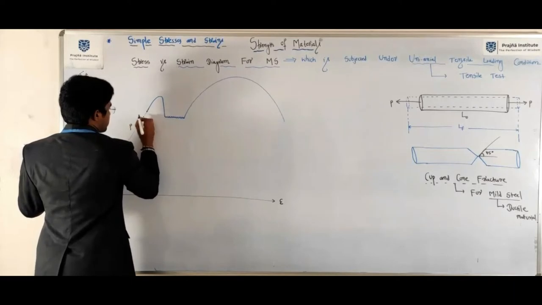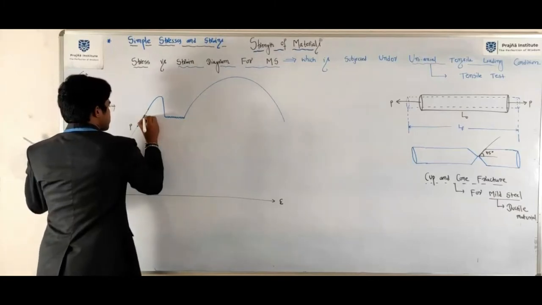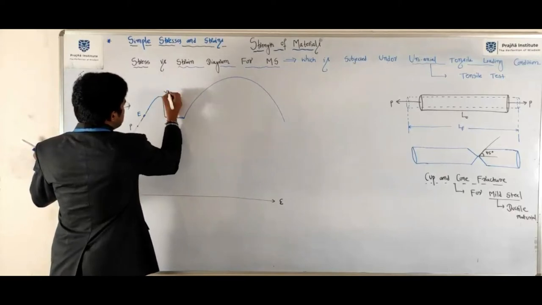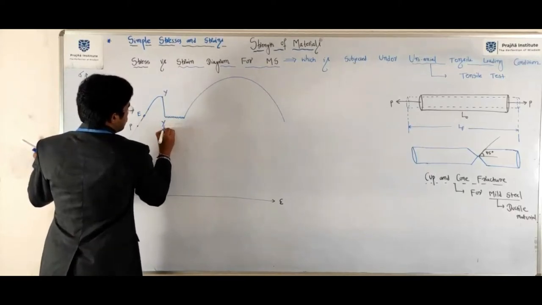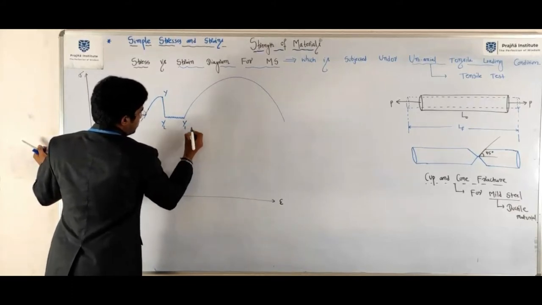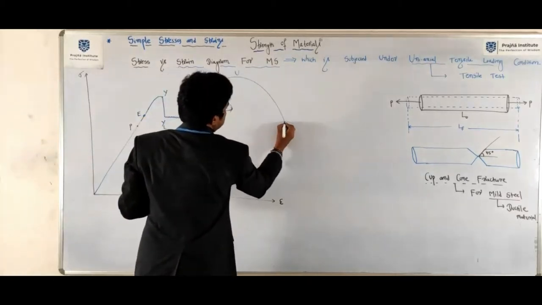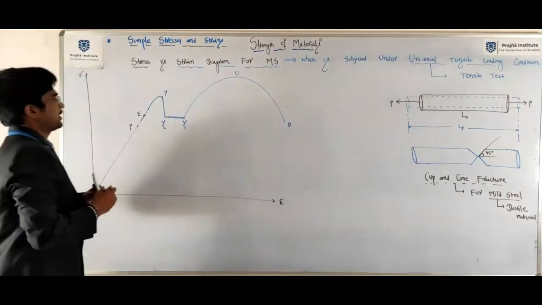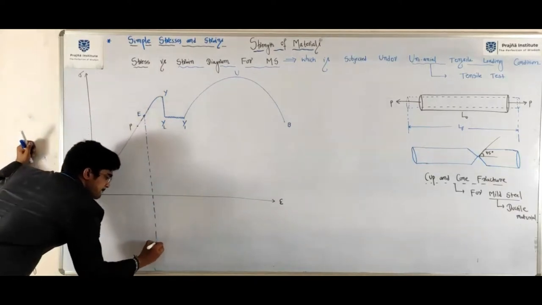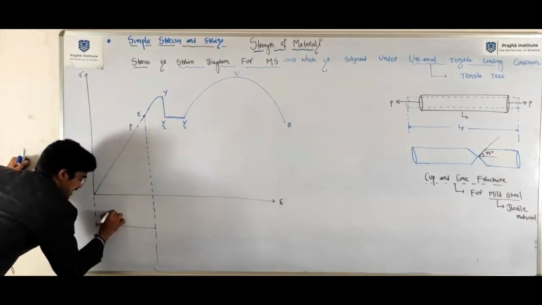Proportionality limit, elastic limit, yield point, this will be the lower yield point, here y1. So yielding zone, ultimate point, breaking point. So from here to here, this is the elastic region.